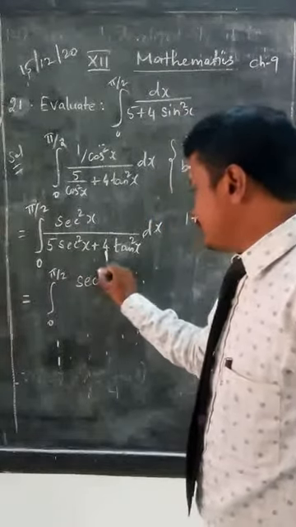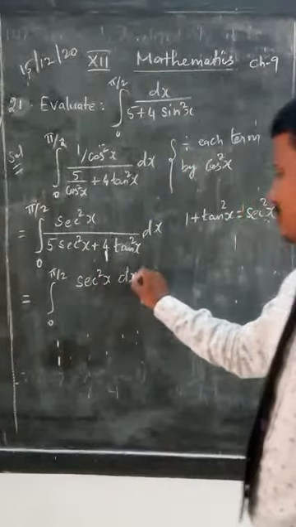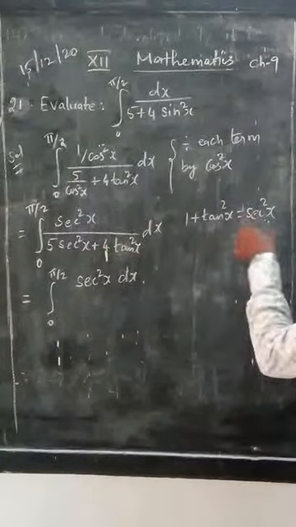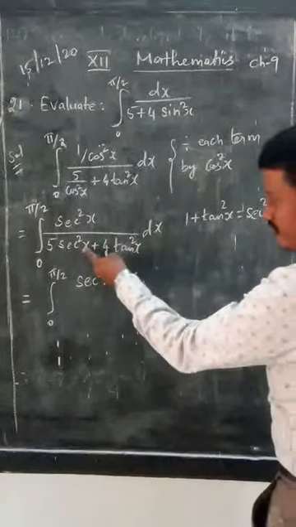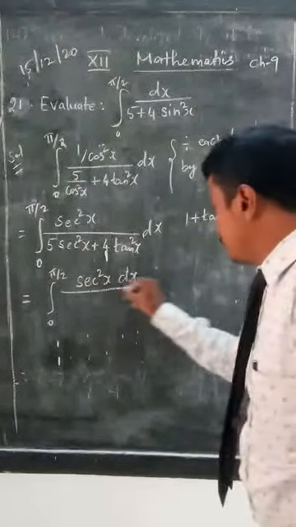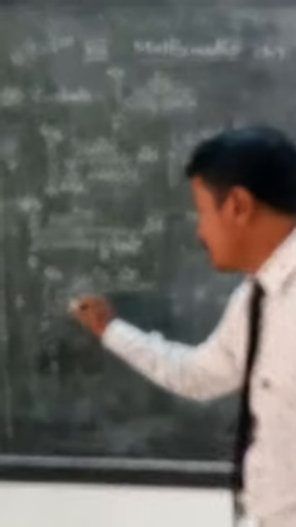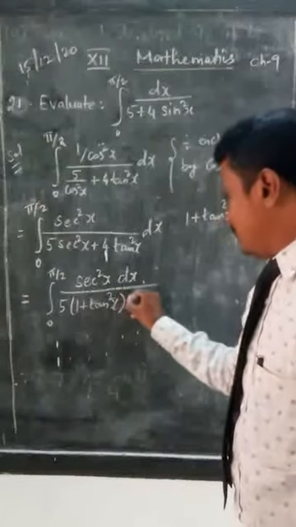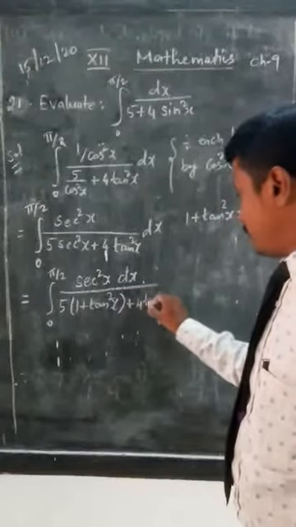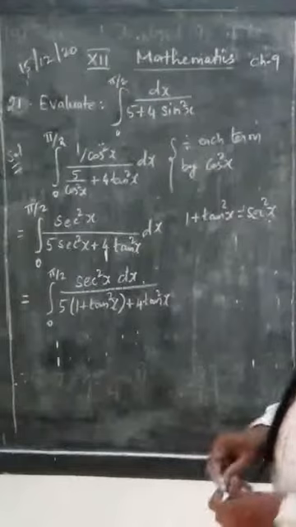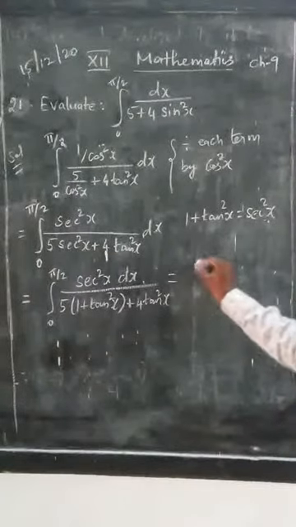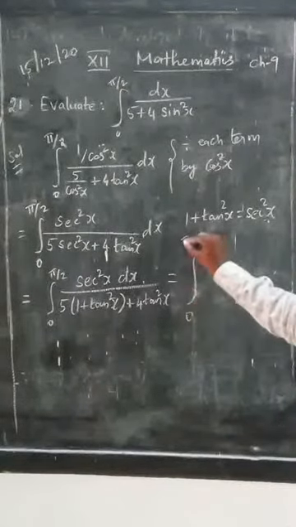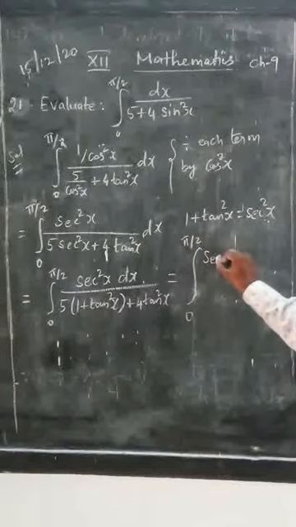Numerator remains secant square x dx. I am not using the formula for the numerator, just observe carefully. Only for this secant square x in the denominator, I am using the trigonometric formula 1 plus tan square x, and then plus 4 tan square x. So to simplify, we will get the integral from 0 to pi by 2 of secant square x dx.